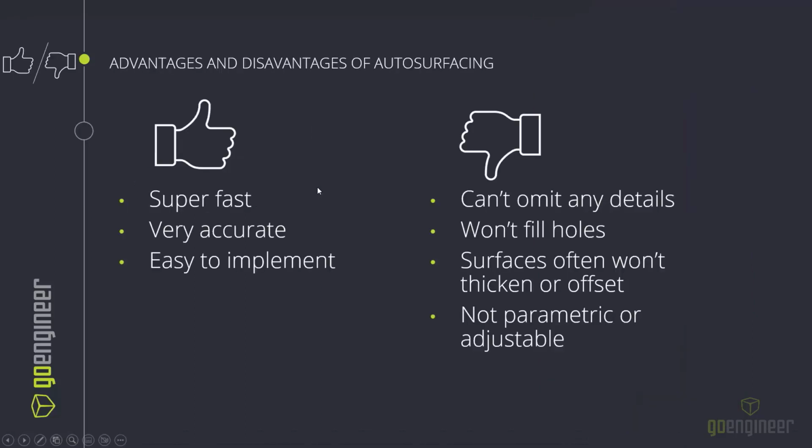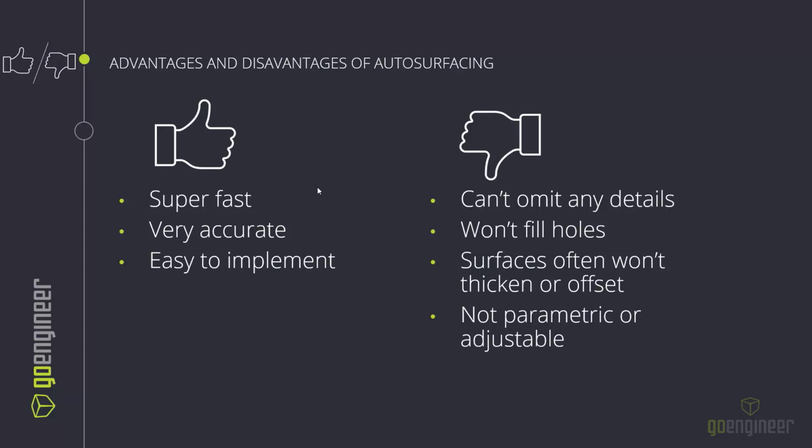So advantages: very fast. It's usually just a single button and then the computer just does some calculations and you get a beautiful output. As you saw, very, very accurate. And it's easy. You don't need to do a lot. You can teach someone how to do this workflow pretty quickly, and then they can just be churning out auto surfaces all day. Downsides, of course, are that you can't omit any details.